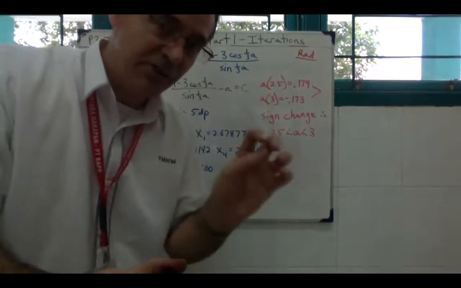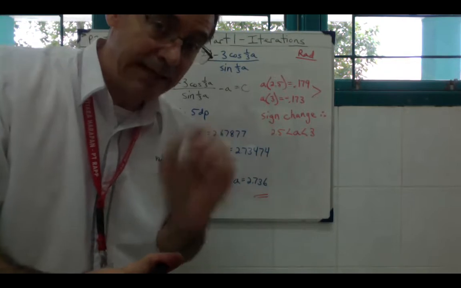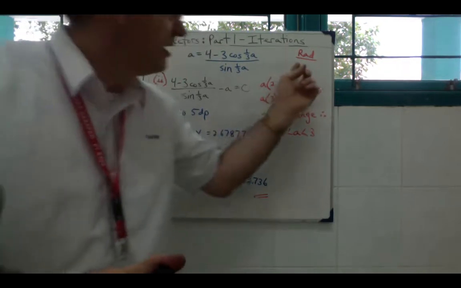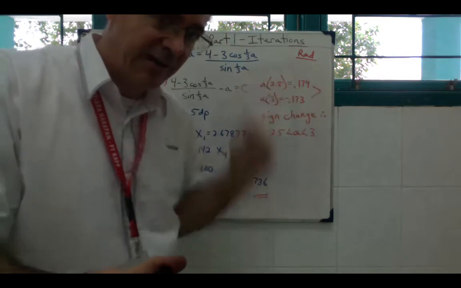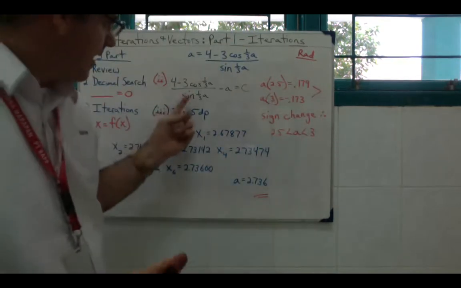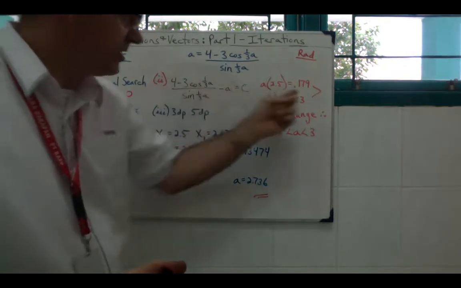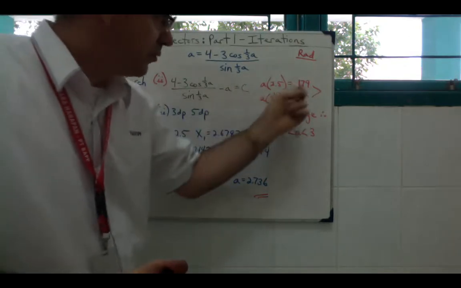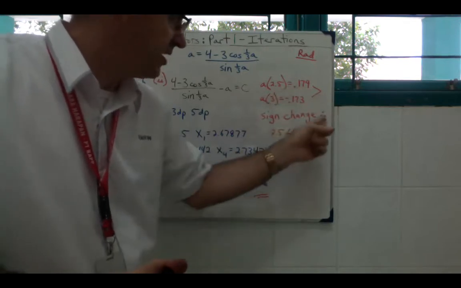But if you looked at the domain statement in part I, it had pi in it, which means that you need to set your calculator to radian mode. So make sure your calculator's in radians. And so you plug these values into this equation, you get these 2 numbers, one positive, one negative. So you say there's a sign change.